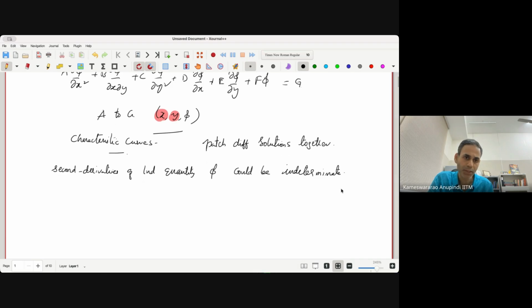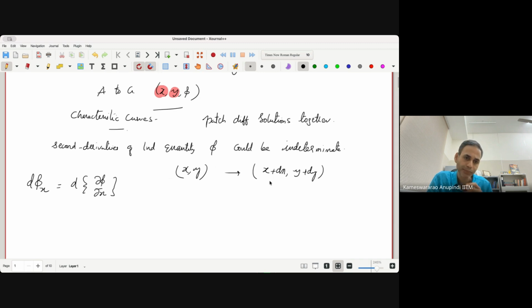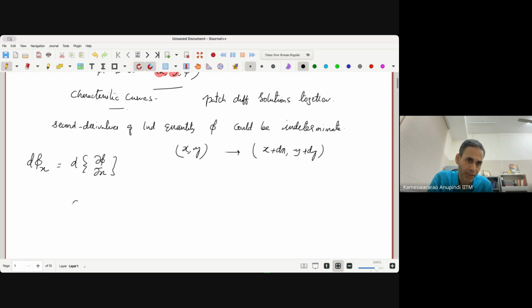Okay. So in that context, we considered the differential change in partial phi partial x between two points. Let's say x, y and x plus dx, y plus dy. So we're considering x, y as one point. The other point is x plus dx and y plus dy. Then we wrote this differential change in phi x as partial phi x by partial x dx plus partial phi x by partial y dy.